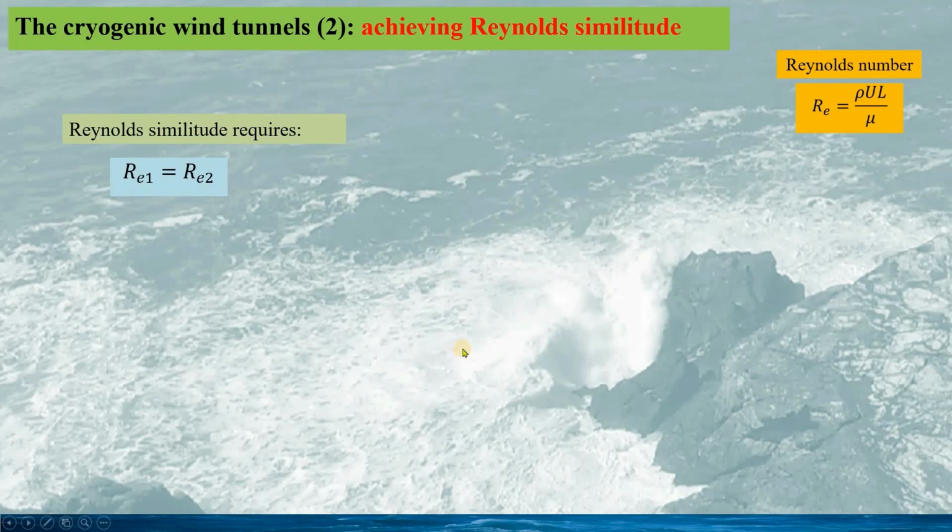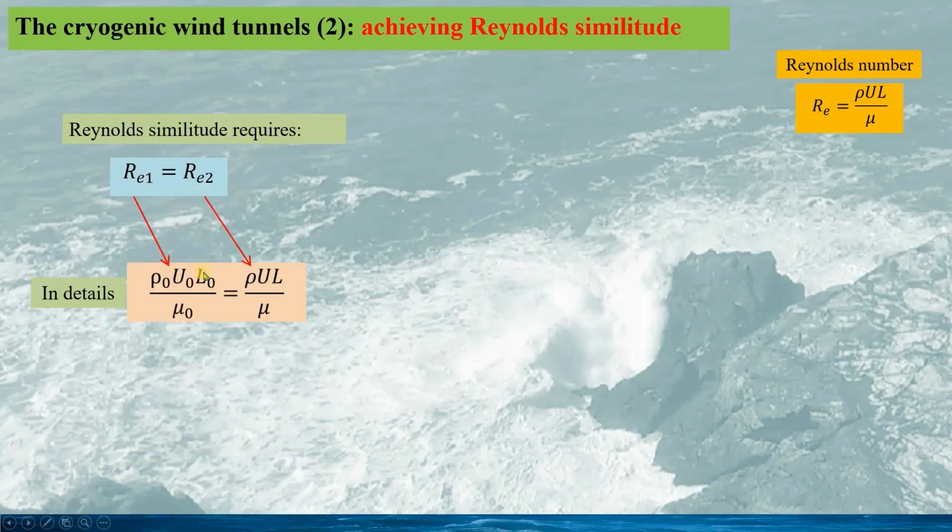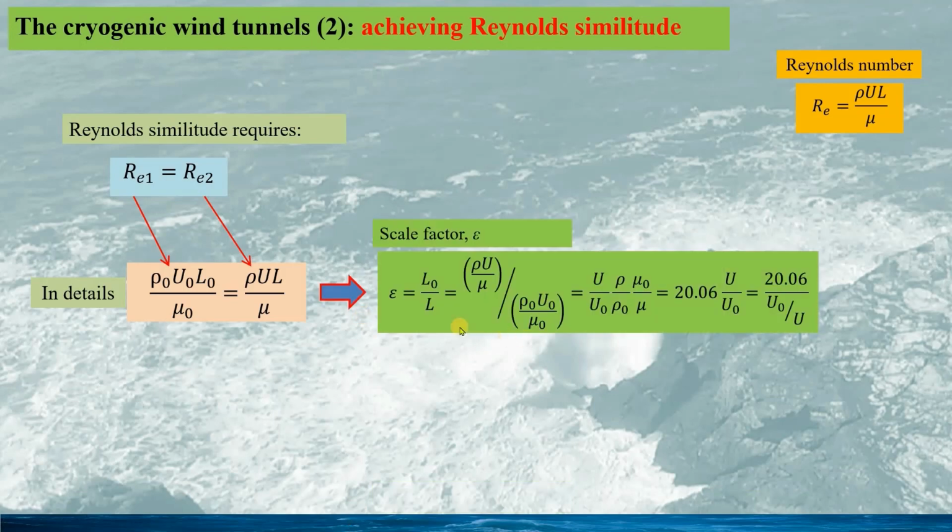The Reynolds similitude requires the Reynolds number for both prototype and the scaled model are equal. Re1 equals Re2. Use the definition of Reynolds number. We have the equation as this. Here, subscript 0 means the properties in the conventional atmosphere. This side of the parameter would be the parameters in the cryogenic wind tunnel. Based on this equation, we can calculate the scale factor epsilon given in this form. So we can calculate this scale factor based on the Reynolds similitude as this.